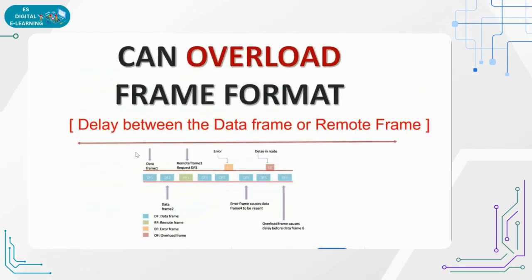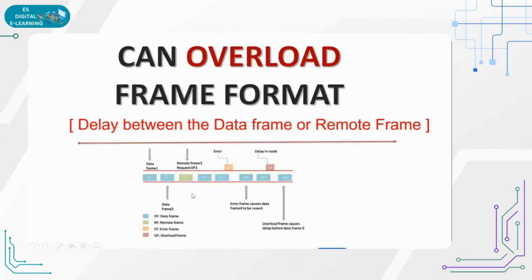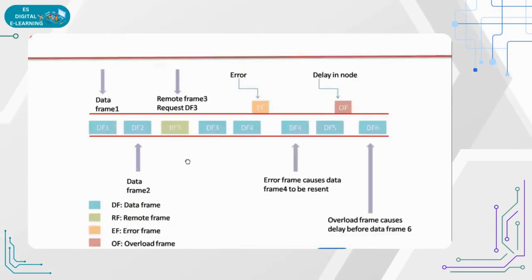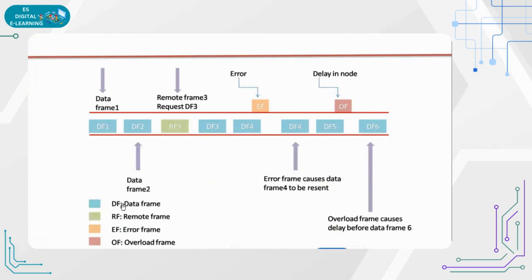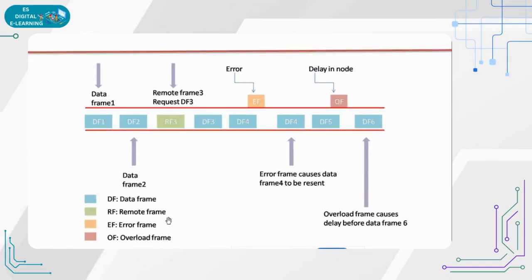Okay, and next is the overload frame. Like the overload frame, we discussed, if there is a delay between the data frame or remote frame when we are sending the messages. So if you look here in the block diagram, we can discuss this concept here. We have a data frame, DF is the data frame, RF is the remote frame, EF is the error frame, and the overload frame. These are the 4 frames.